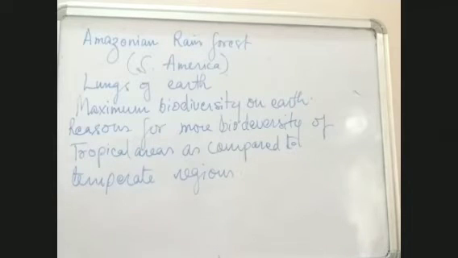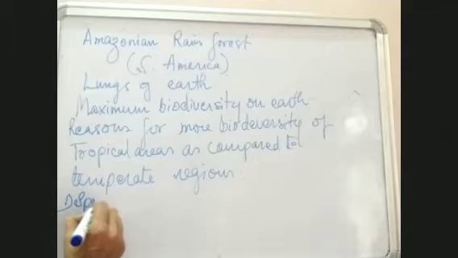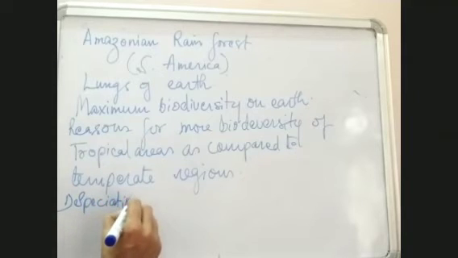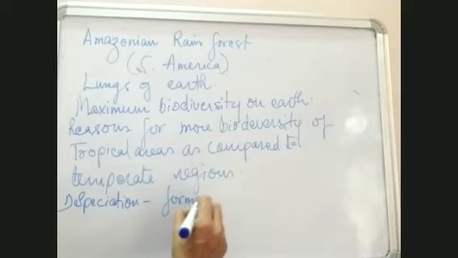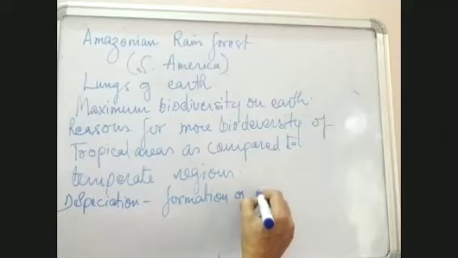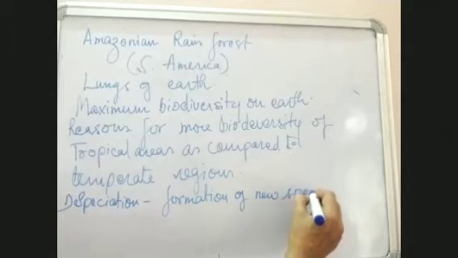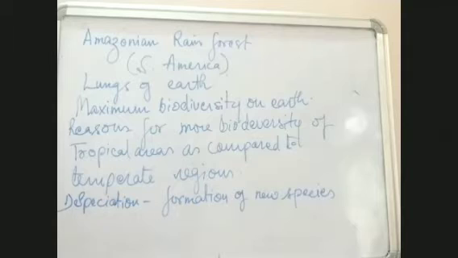Number one, the first reason is speciation. Speciation is formation of new species. Now, when will new species be formed? New species are formed in a stable environment, in a stable area, in a stable place, when a certain region is undisturbed for millions of years.